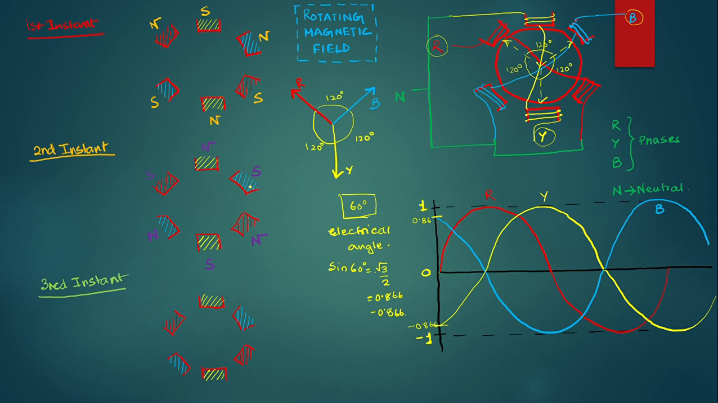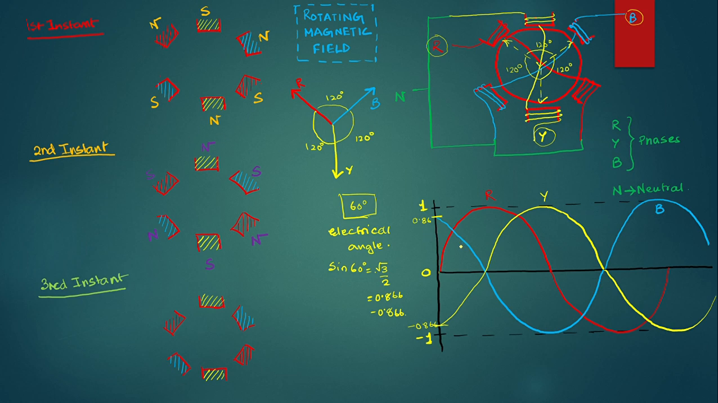Now, to understand it well, we have eliminated all these connections and just shaded the poles. Where the blue or B phase is there, we have shaded that blue. The yellow phase, we have shaded yellow, and the red phase, we have shaded red. Now let's see how the formation of these poles happens.